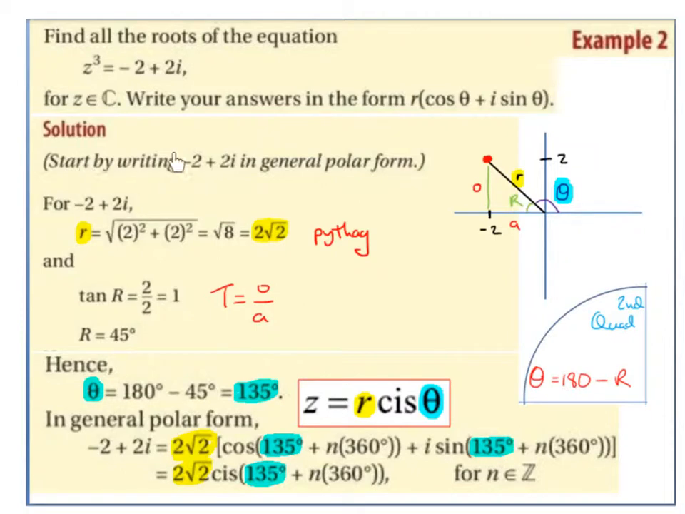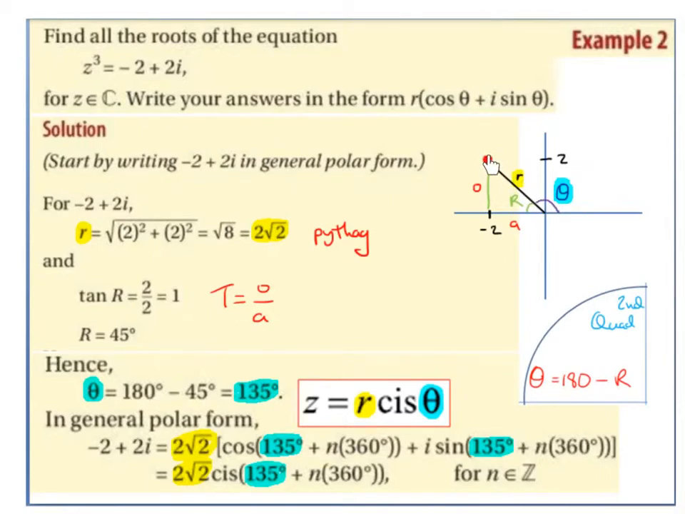So we start by writing minus 2 plus 2i in general polar form. So draw our Argand diagram. Here's our real axis, here's our imaginary axis. And minus 2 plus 2i lies around here. We join that complex number to the origin, creating the modulus, which we label as r.